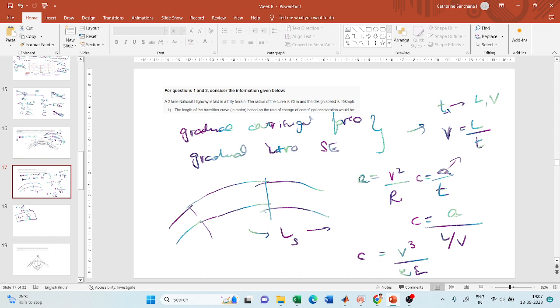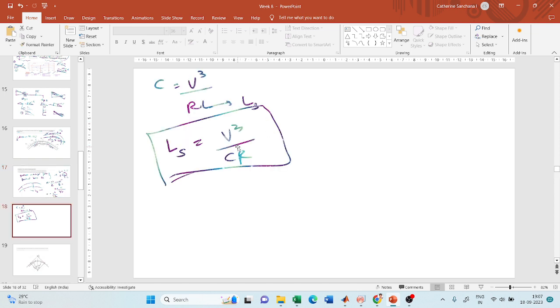So to repeat that, the centrifugal acceleration is V square by R, and you are supposed to find out the length pertaining to the rate of change of this centrifugal acceleration. In order to do that, you will substitute, since rate of change always includes a time quantity, and this time has to be substituted by length and velocity, where this length is nothing but the length of the transition curve. If you rearrange it, you will get this equation. So this is equation number 1.